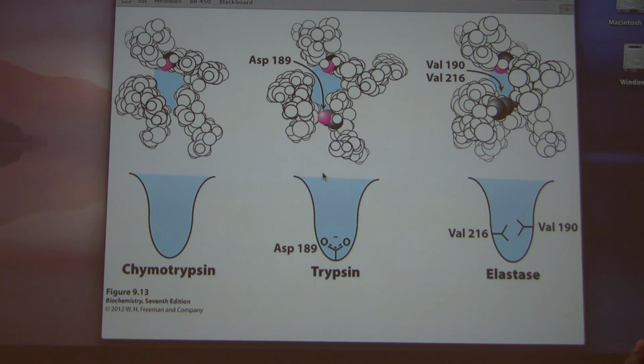What you see on the screen are 3 different S1 pockets for 3 different serine proteases. This little pocket, you could imagine, is where the side chain of an amino acid in a polypeptide chain can bind. It's just a little pocket where these things can bind. All right? In the case of chymotrypsin, the pocket is nice and open and fairly hydrophobic.